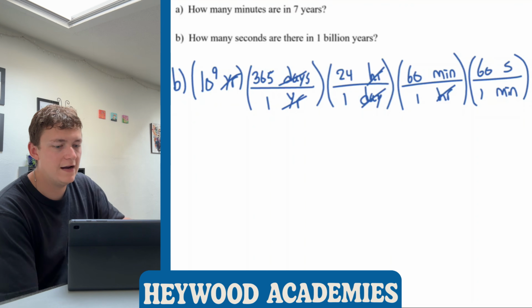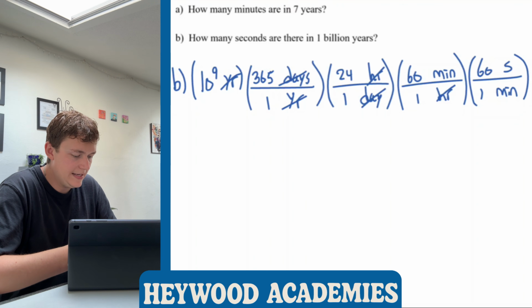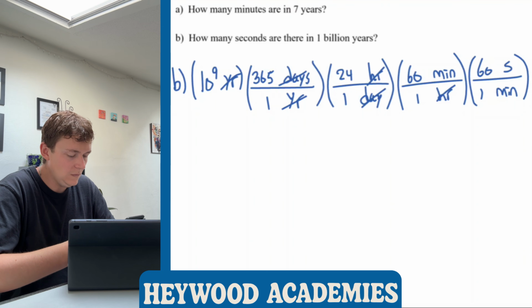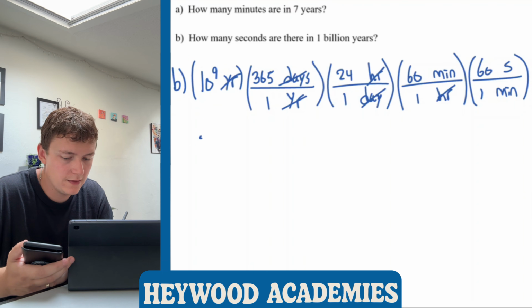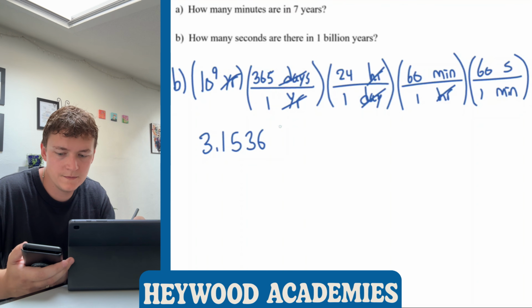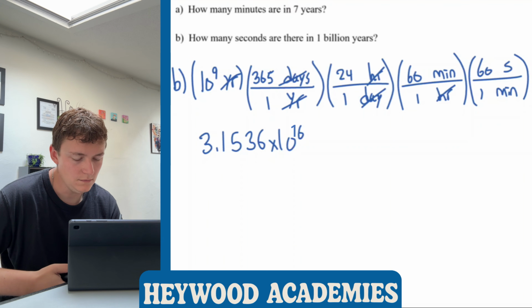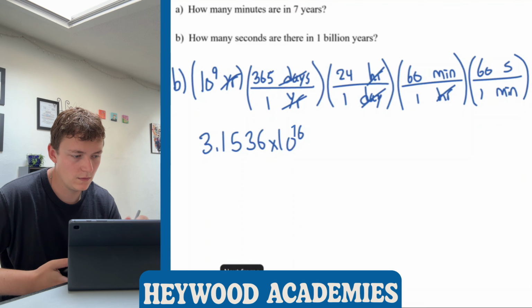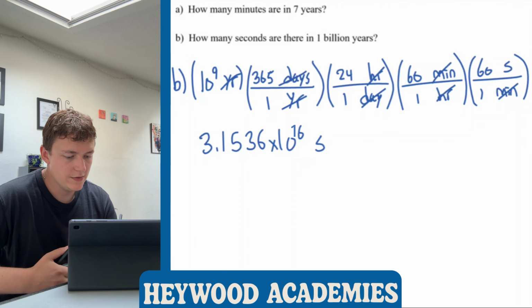Okay, now I'm going to fire this into the calculator, and we're going to see what this gives me here. It's going to be a really big number. So we've got 10 to the power of 9 times 365 times 24 times 60 times 60. And when we plug that in, we get 3.1536 times 10 to the power of 16 seconds. Okay, that's what they got as well, so I think we're good there.